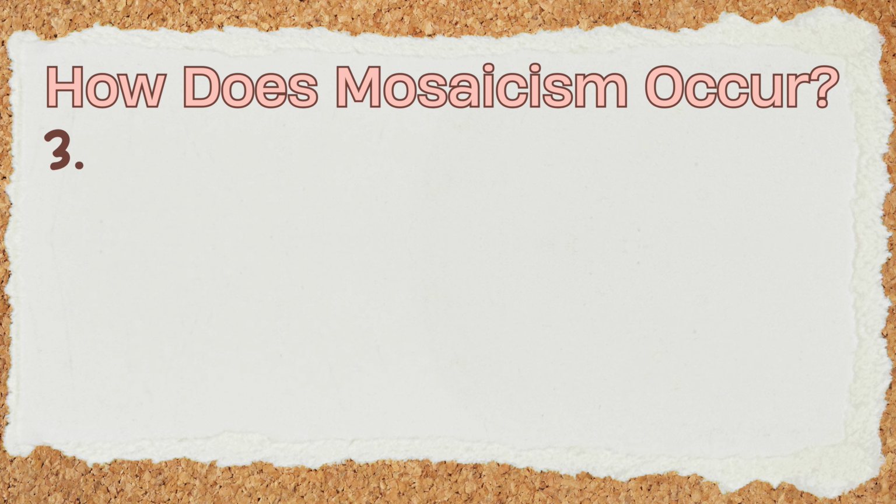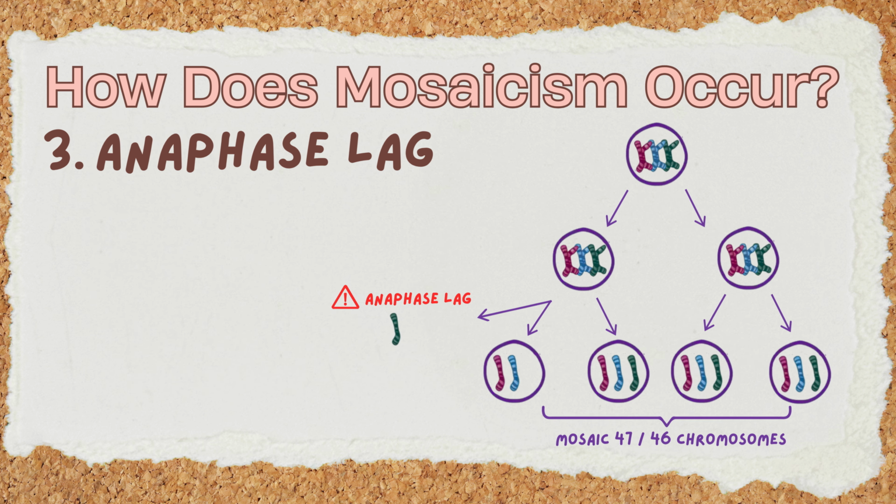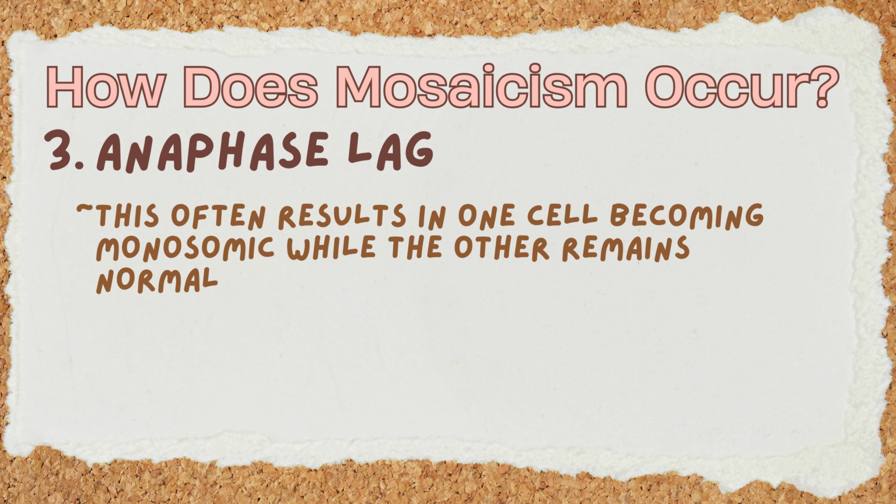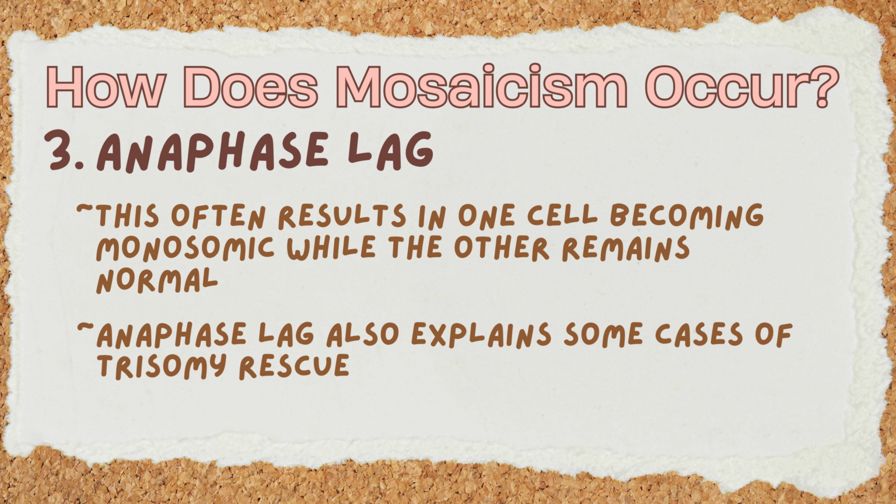Another mechanism you'll hear about is anaphase lag. Instead of chromosomes failing to separate, one chromosome simply fails to make it into the daughter nucleus and is lost. This often results in one cell becoming monosomic while the other remains normal. Anaphase lag also explains some cases of trisomy rescue, which we'll discuss shortly.